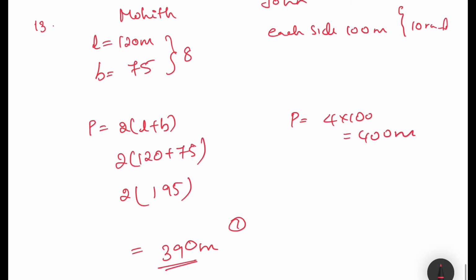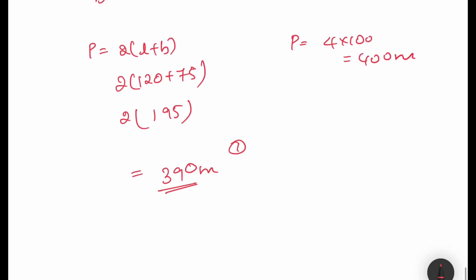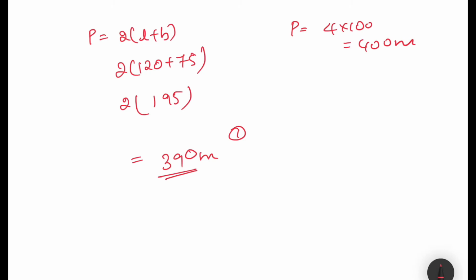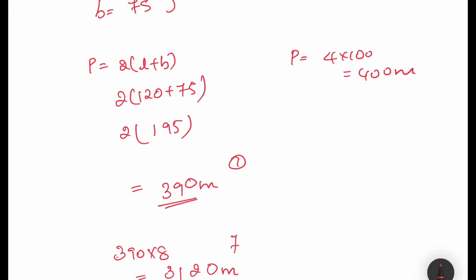It is 400 meters. But the first person, how many rounds does he make? 8 rounds. So 390 into 8 we will have to find out. It's the total distance covered by him, right? So multiplying it, you get the answer as 3,120 meters. Now coming to John, 400 into 10 rounds.